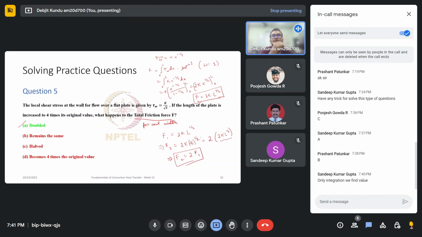We need to perform this integration so that we can find out the total friction force F. In the question, only the local shear stress value was given. So integrating that, you have to find out the total friction force and then see what the functional form is with respect to the length of the plate. So if L becomes 9 times, what would happen to the force?